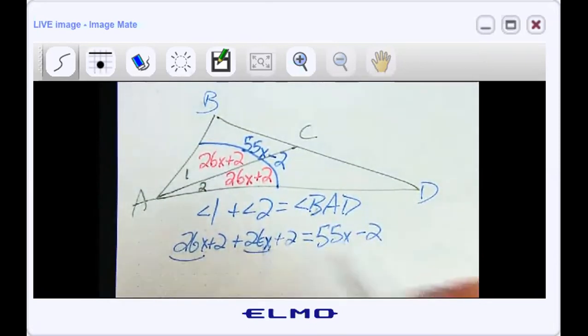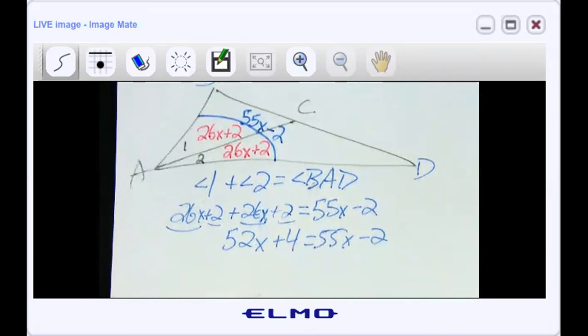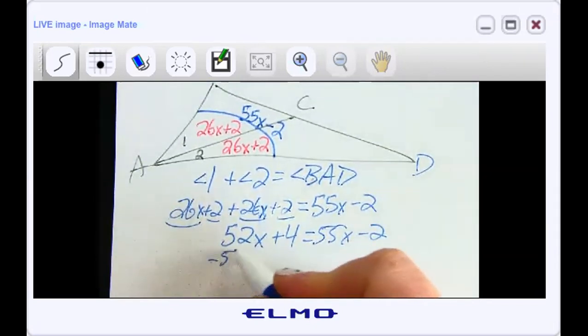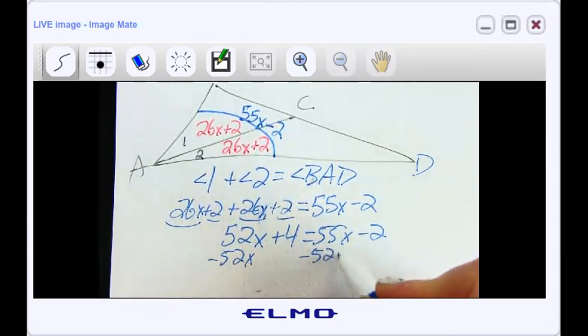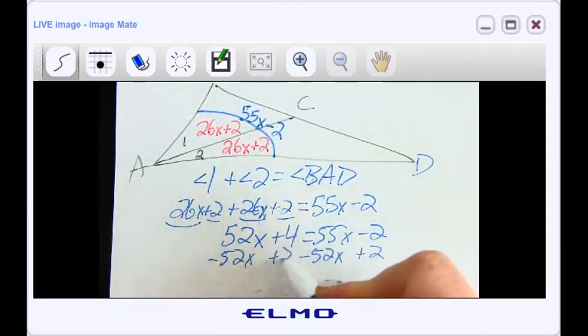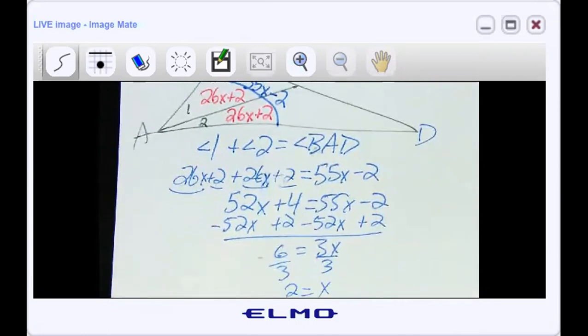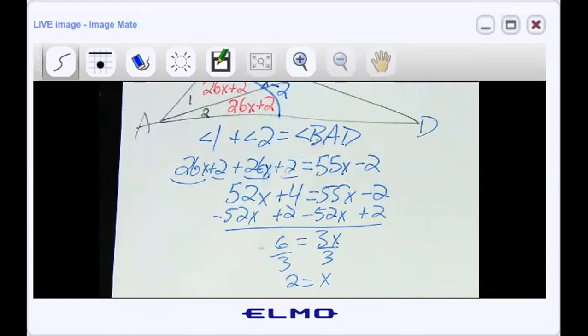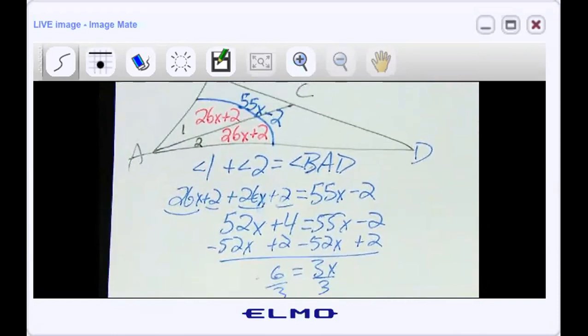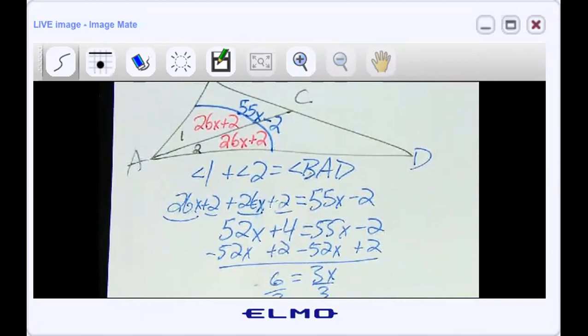And now I should be able to solve no problem. 26x and 26x is 52x. 2 and 2 is 4. And now you should just be solving like you always do. So I'm just going to get my x's together. Add the 2, add the 2. So I get 6 equals 3x. So yes, if you said 2 as your answer, you are correct. And don't forget that math is always amazing, and you could take that and pop it back in, and you could check these values, and it should all work out nicely.